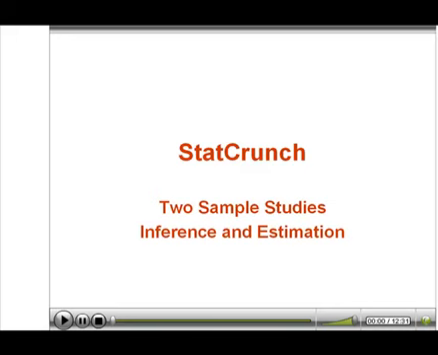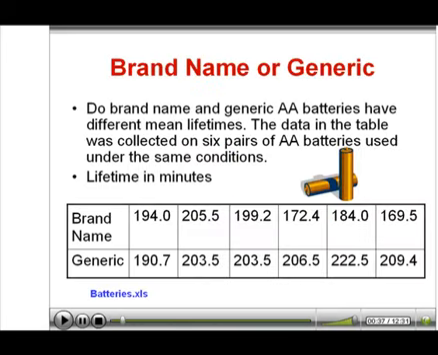In this video, we're going to explore how to use StatCrunch to analyze two sample studies. We're going to consider an example where we have data from two different kinds of batteries. We have 6 randomly selected brand name batteries and 6 randomly selected generic batteries. We put the AA batteries into flashlights and record the time in minutes that the batteries last.